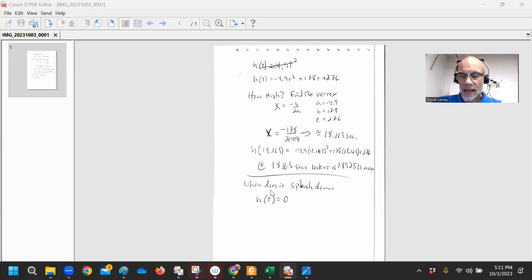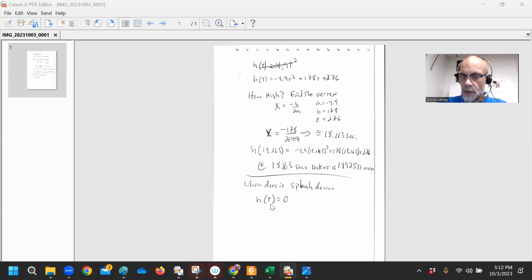So why did I answer this in reverse? Well, this is the kind of thing I'm going to expect you to see on exam one. I'm going to ask you a question like this: when does it splash down? And this is a pretty nasty equation to throw into the quadratic formula. It's not impossible, but it's not something that we want to take time on. I have a lot of other things I want to ask you about, so I don't want to take that time on it.